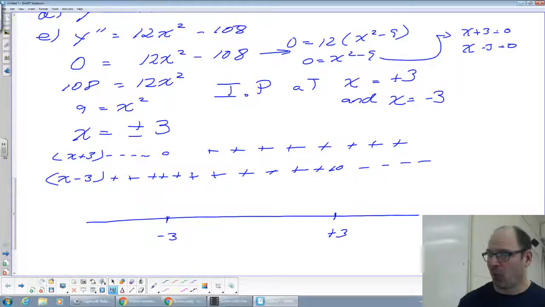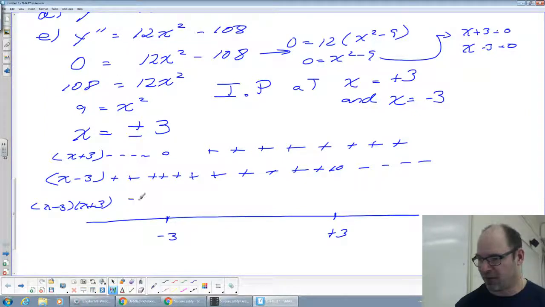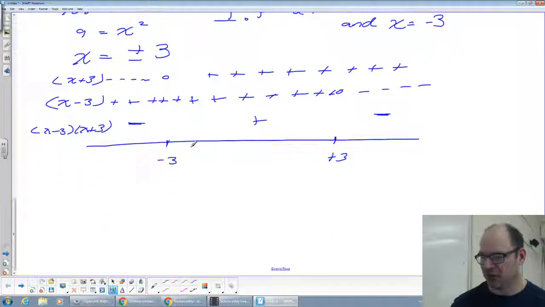Okay, so now the whole point here of these two together, or that whole concavity part, x minus 3 and x plus 3, you're like, well, what happened to the 12? Well, you can eliminate the 12 because when we divide it on both sides, 0 divided by 12 is still 0, right? So we've got a negative here, a positive here, and a negative here. So this is our concavity intervals.